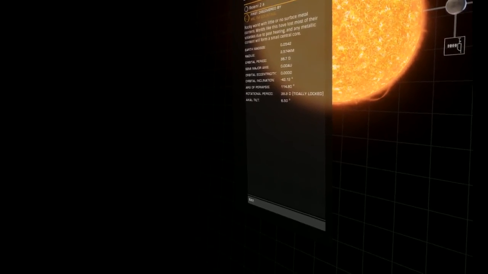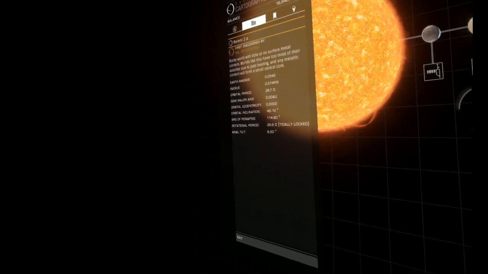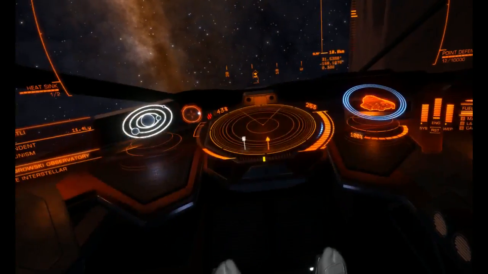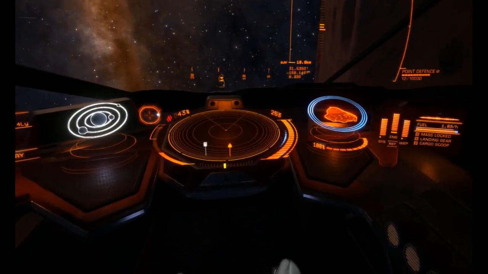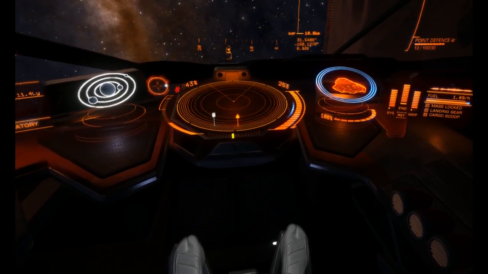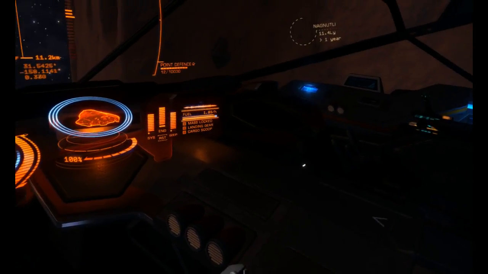Good heavens. We actually have to do a detailed scan. You know, one would think we're going to have to get further away to do that.